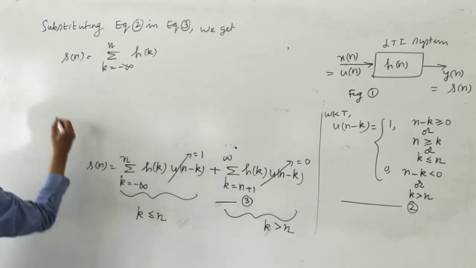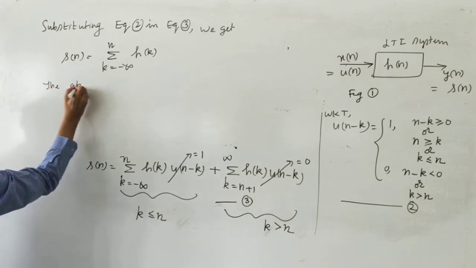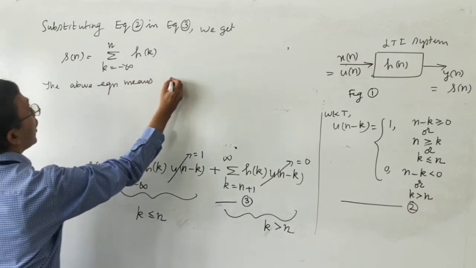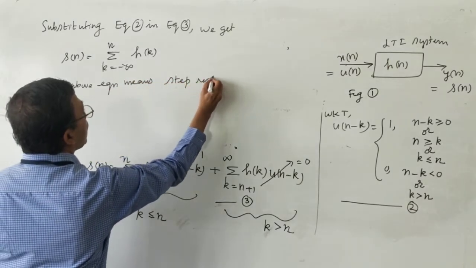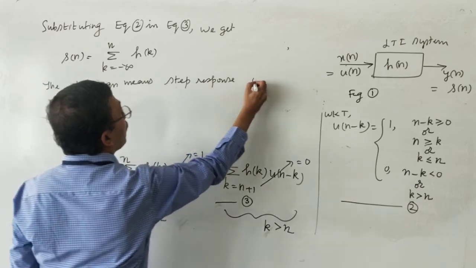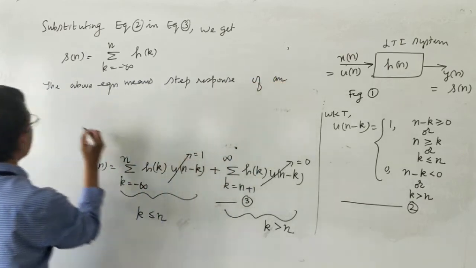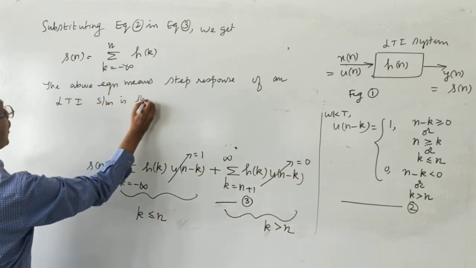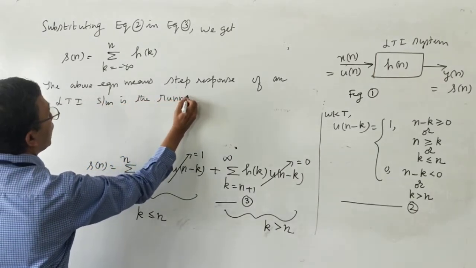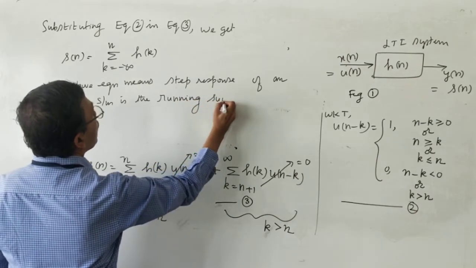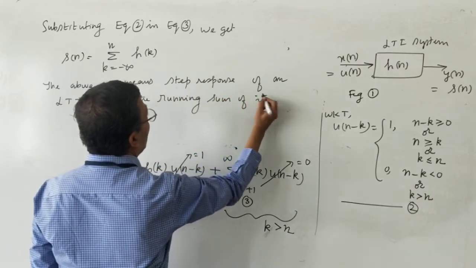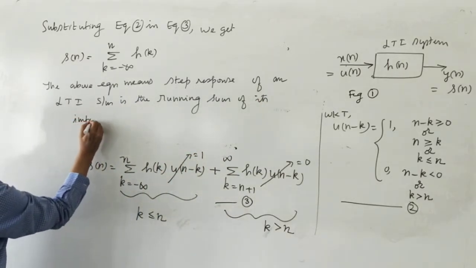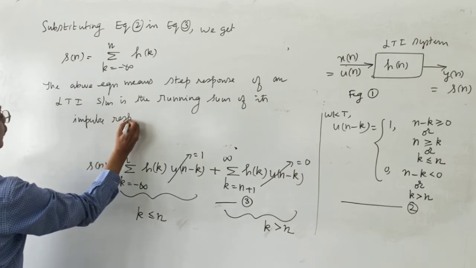The above equation means step response of an LTI system is the running sum of its impulse response. Running sum of its impulse response. Very important.